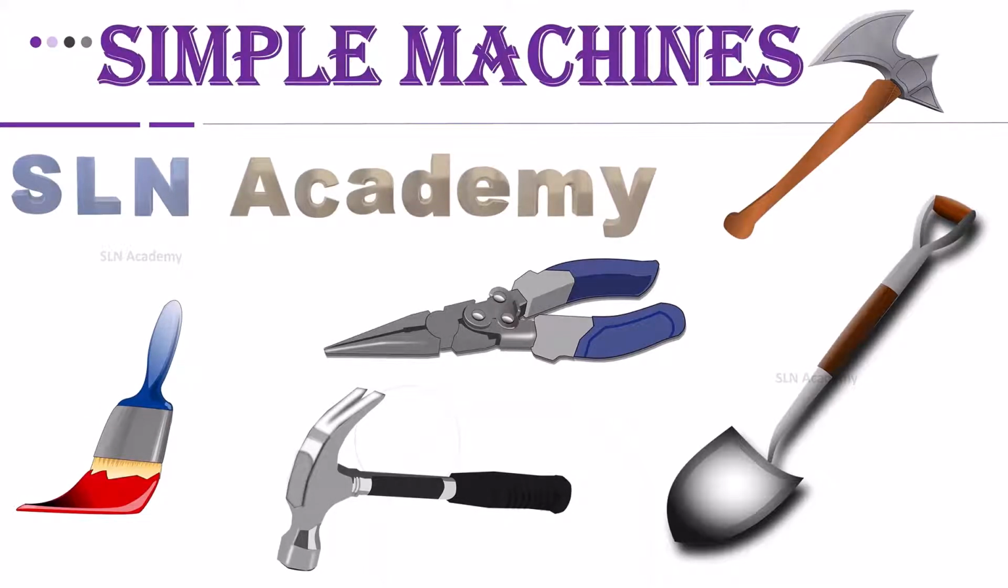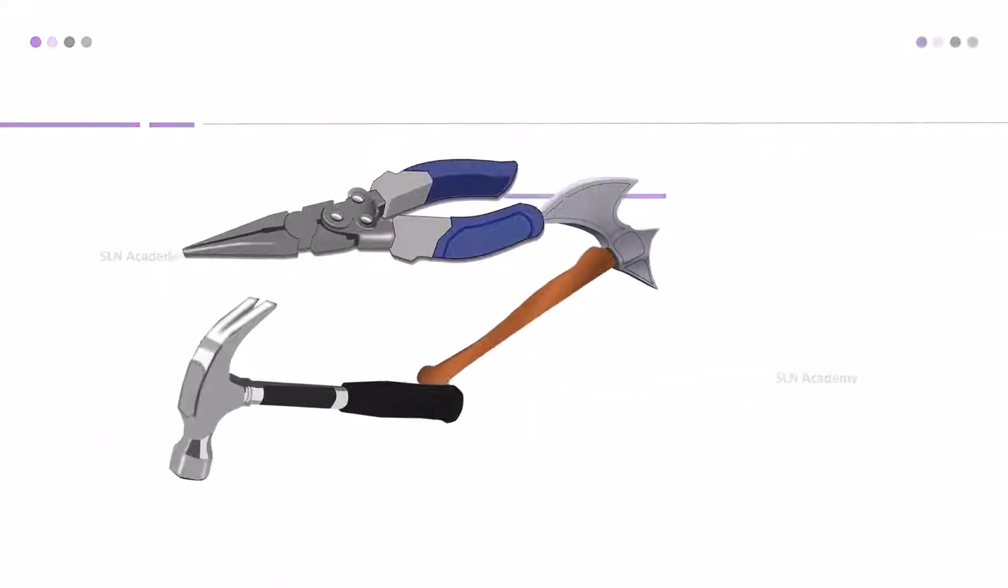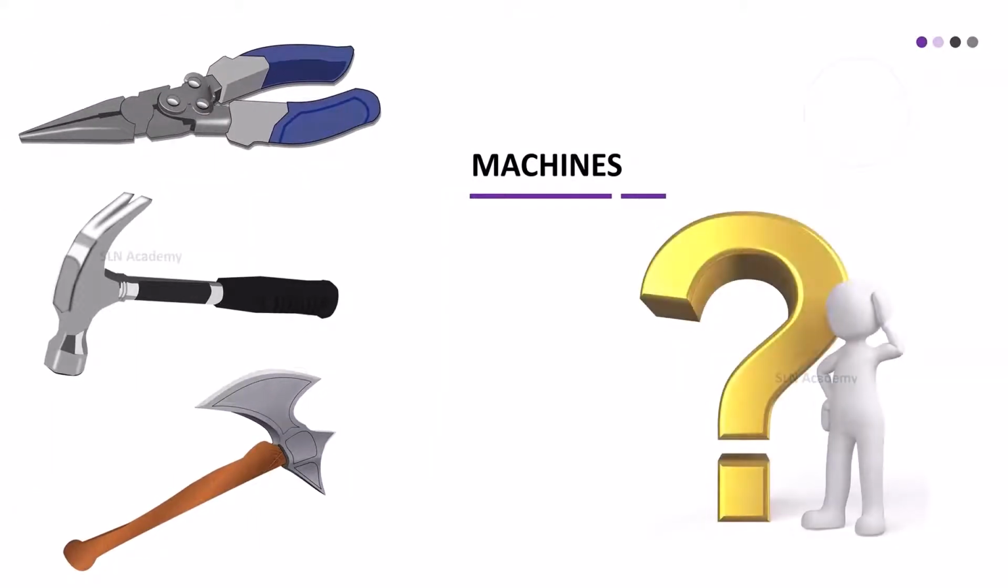Today's topic is Simple Machines. What is a machine? A machine is anything that reduces the effort required to do work. Machines are the tools that make our daily tasks faster and easier.